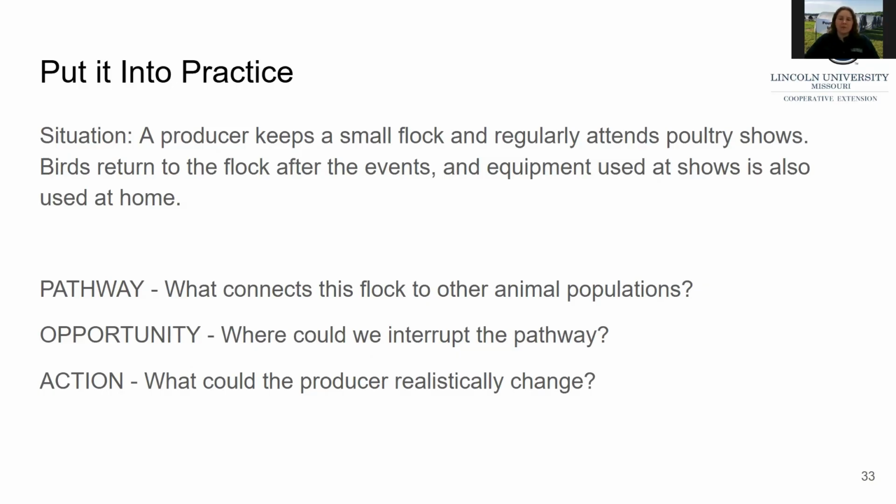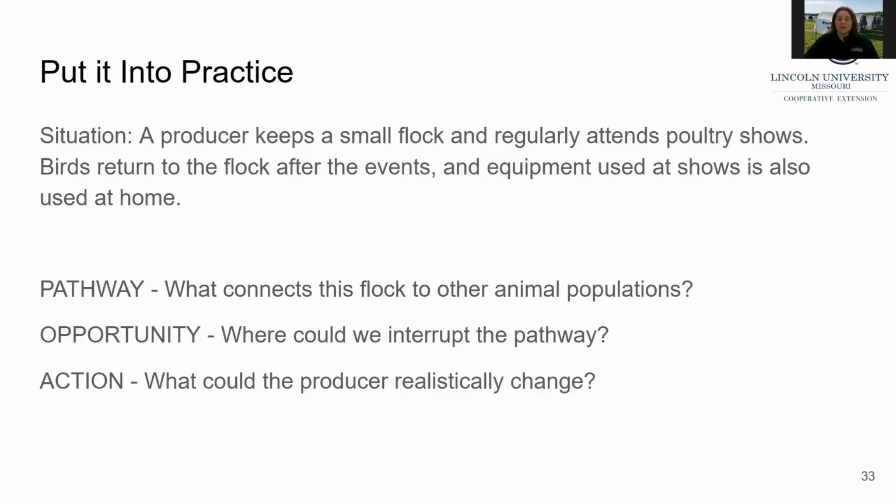And then think about potential actions. What could this producer realistically change? That will obviously depend on their operation and their resources and what actually happens at their events and at their farm. But what might that look like? One possible approach would be to keep show equipment separate from equipment used with the home flock and clean and disinfect equipment before it comes back into the flock.